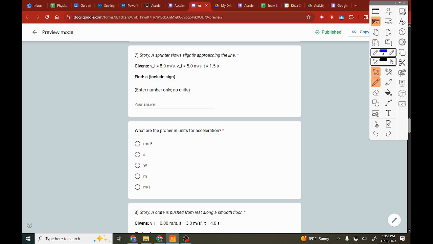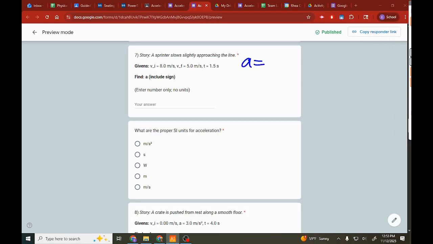Number 7, a sprinter slows slightly approaching the line. That seems like a bad strategy. Aren't you supposed to speed up as you cross the line? Oh, maybe he's talking about the starting line. Either way, the story doesn't matter to me, only the physics matters.